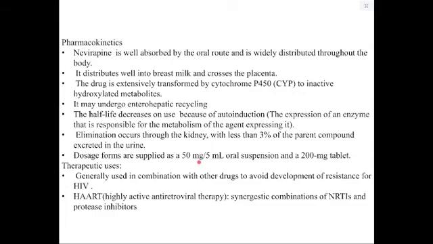I remember we had looked at its metabolism. For dosage forms, you can have it at 50 milligrams per ml because you require it as an oral suspension for children, and also 200 milligram tablets, generally used in combination with other drugs to avoid development of resistance for HIV, in highly active antiretroviral therapy. It is synergistic with other drugs, of course with the nucleotide reverse transcriptase inhibitors, and also the protease inhibitors. And of course, I believe it's still used for mother-to-child transmission.